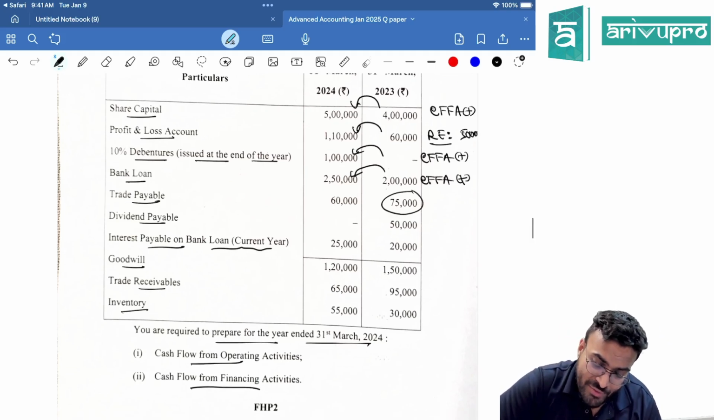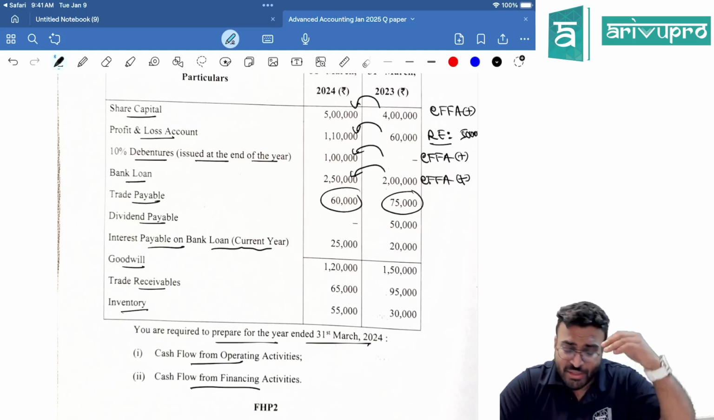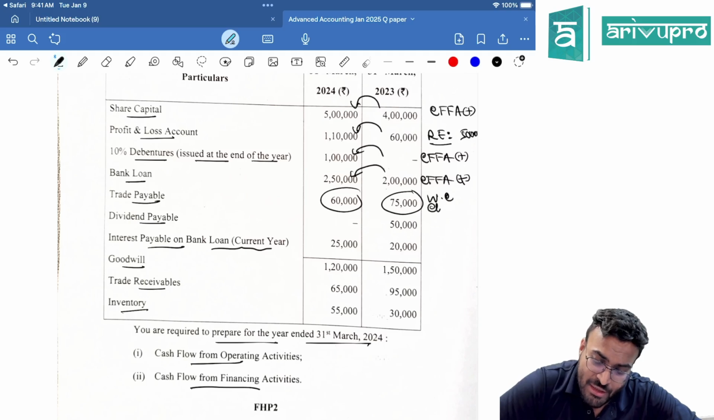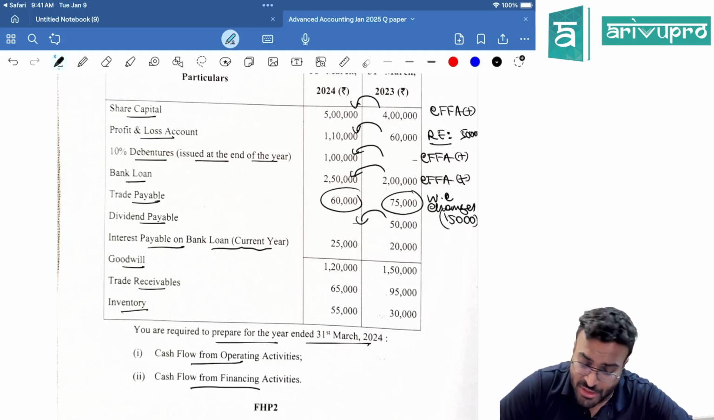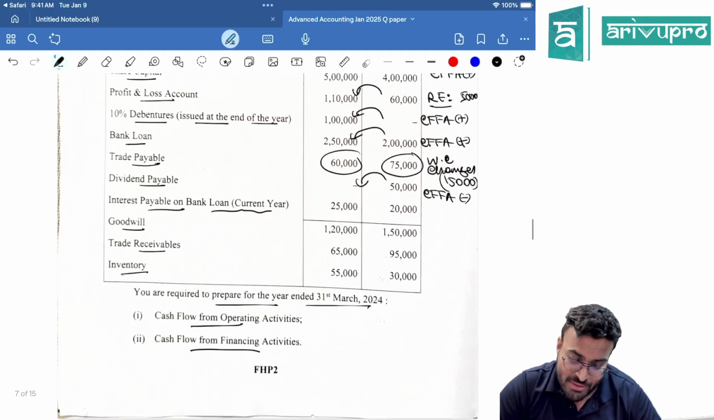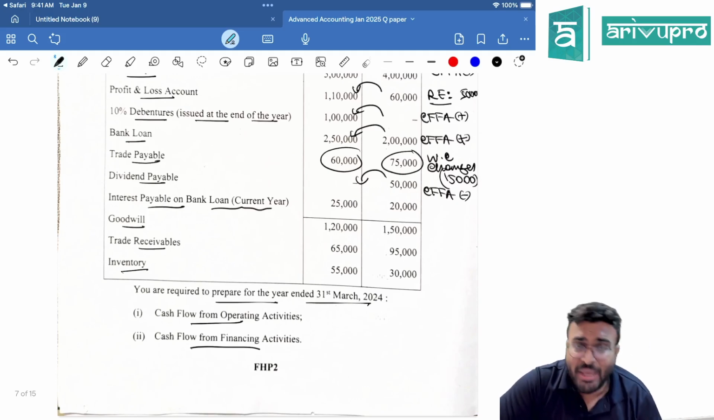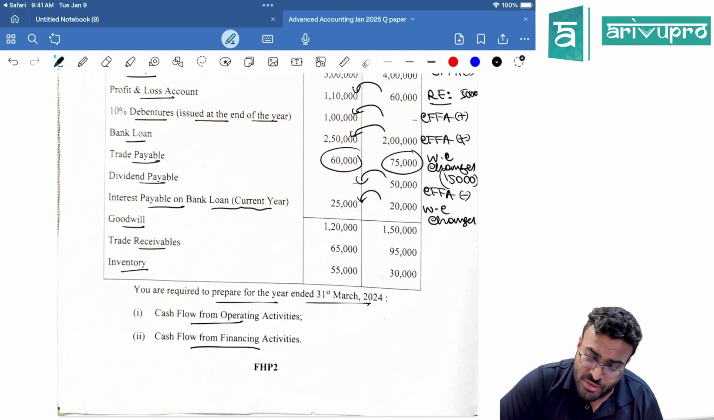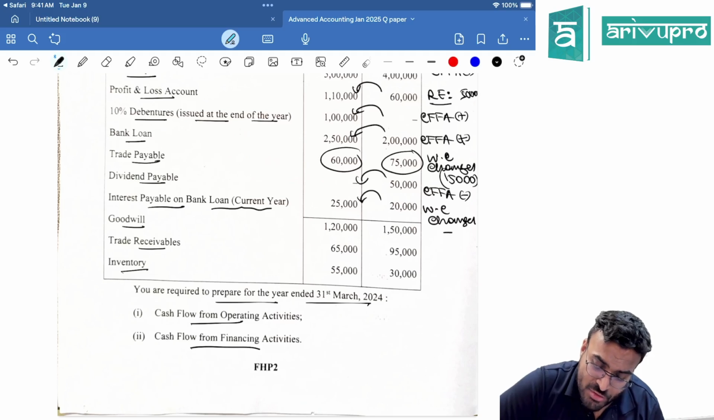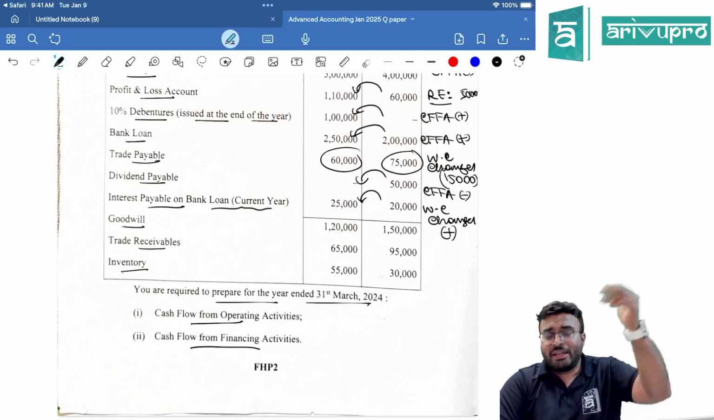Trade payable 75,000 became 60,000. It has reduced. So working capital changes. You are going to show under working capital changes 15,000 minus. Then dividend payable 50,000 became 0. That means dividend is paid. So cash flow from financing activity you are going to show minus. Interest payable on bank loan, outstanding interest. So this is also going into working capital changes. You're going to show it as plus. It has increased from 20, it has gone to 25.